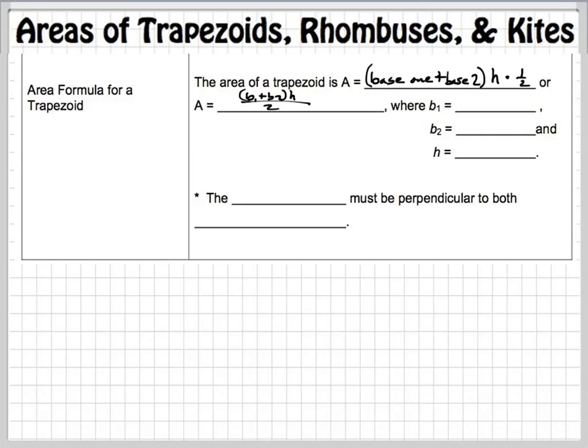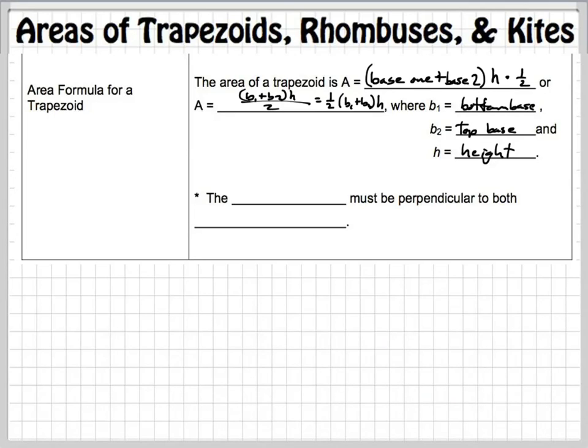Okay? Or I've seen it written this way too. You can say 1/2 times b sub 1 plus b sub 2 times the height. Okay, so those are all the same. B1 is normally your bottom base. B2 is normally your top base. And H, obviously, is your height. Did I spell height right? I always forget the E and the I.